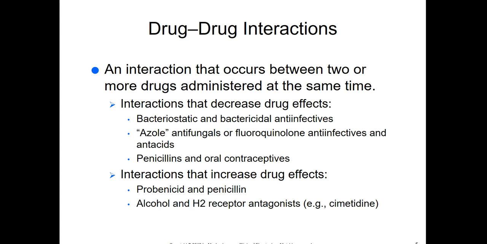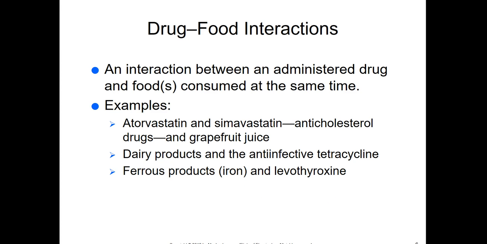Interactions that increase drug effects: probenecid and penicillin, which can cause some complications. Probenecid is a gout medication. Alcohol and H2 receptor antagonists, specifically cimetidine. Cimetidine was the first in that group, and it has the most interactions. It'll have different interactions than ranitidine. The newer versions of medicines often will have fixed some of those interactions and side effects. We'll talk about these more specifically in their chapters.